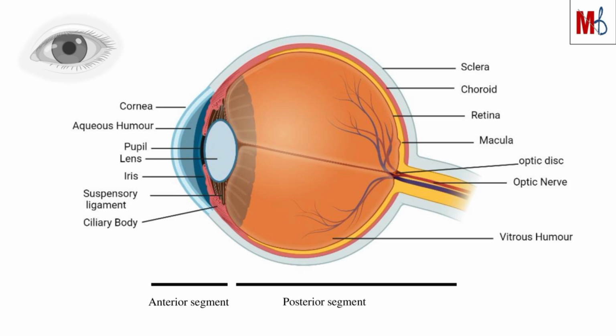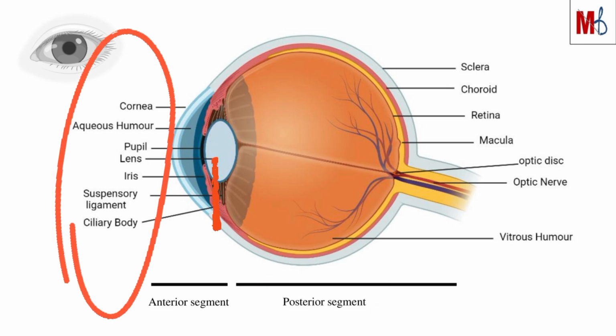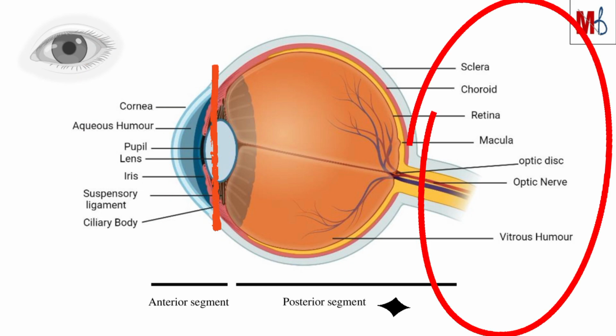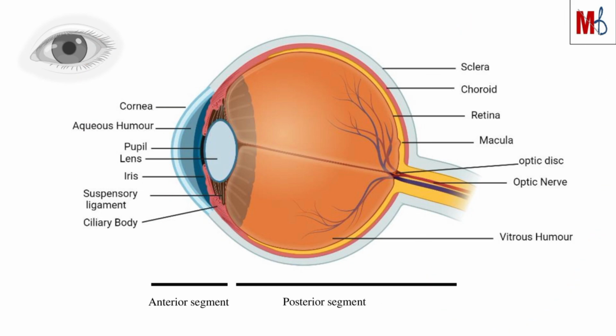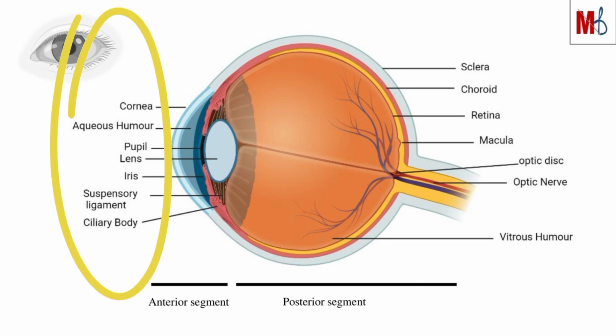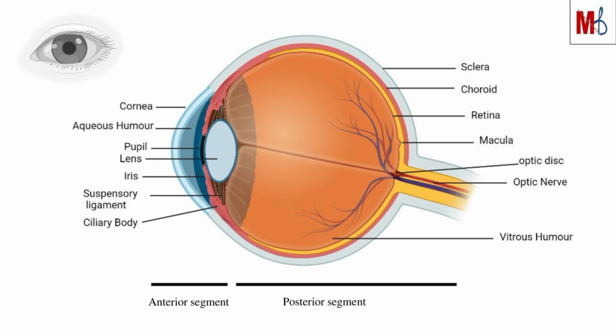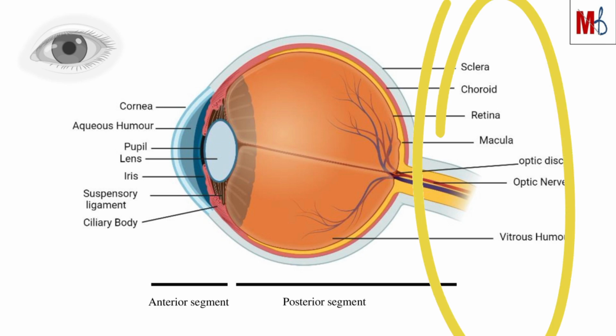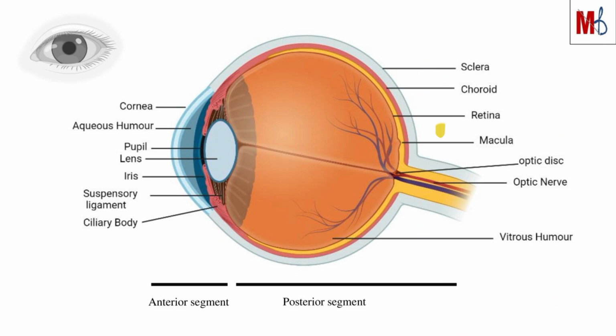For better understanding, this structure is divided into two parts, anterior and posterior segment. You can remember this as the parts in front of the lens are in the anterior segment and the parts at the backside of the lens are in the posterior segment. Here, the lens is creating an imaginary line to divide these two segments. So the anterior part, which is just in front of the lens, consists of cornea, aqueous humor, pupil, iris, lens, suspensory ligament, ciliary body, etc. While the posterior segment, which is just backside of the lens to the optic disc, consists of choroid, retina, macula, optic disc, optic nerve, vitreous humor, etc.